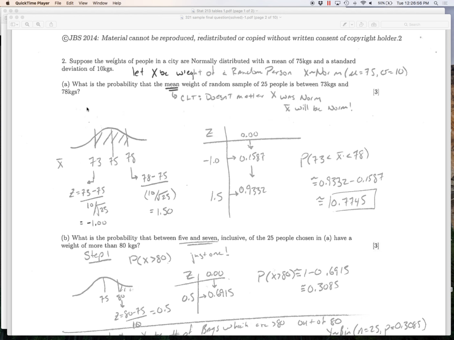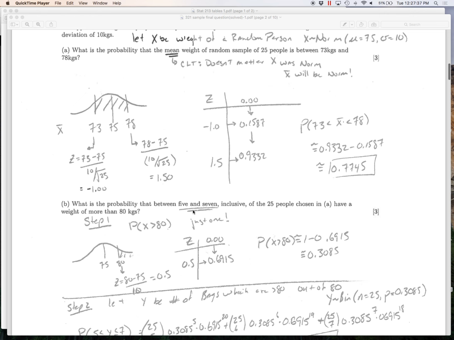In other words, when we're looking for the probability that the average of 25 people is between 73 and 78, we're going to convert these into z-scores using our central limit theorem. So x bar subtract mu divided by sigma over root n. I can convert 73 into a z-score and 78 also into a z-score. The key here is that in part A I'm talking about the mean weight of 25 people, so I'm going to use the central limit theorem. I'll use my z-table to look up the cumulative areas of these two z-scores, and to find the area in between, just subtract the two areas, giving me 77%.